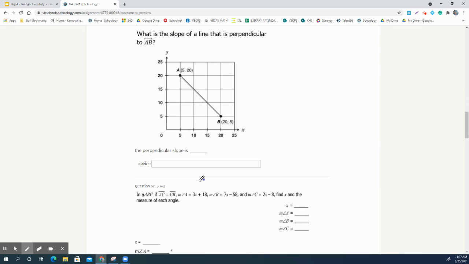Last one is number 5. And number 5, if you can do number 4, now you can do number 5. So the most common wrong answer here, people do 20 minus 5 and get 15. And then they correctly do 5 minus 20 and they get -15. And they put in -1. Why is that not the right answer? What did I forget?